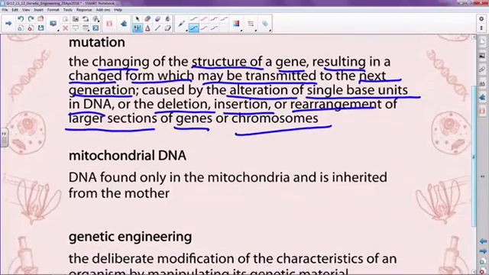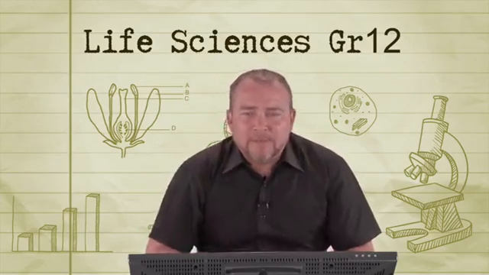Then we get mitochondrial DNA. This is quite a cool one. It's DNA found only in the mitochondria and is inherited from the mother. Now, here's a small question for you. It was a question that they asked once upon a time in a matric paper. They said, why is the mitochondrial DNA only from the mother? Why can't the father give it? I mean, think about it. The dad gives his sperm, which means he should give DNA.